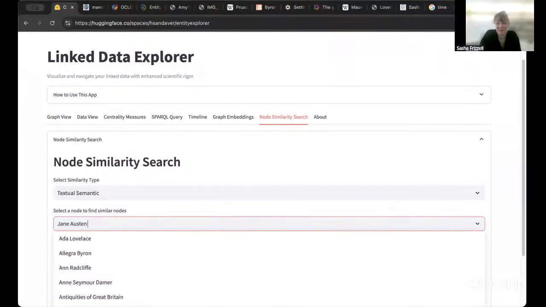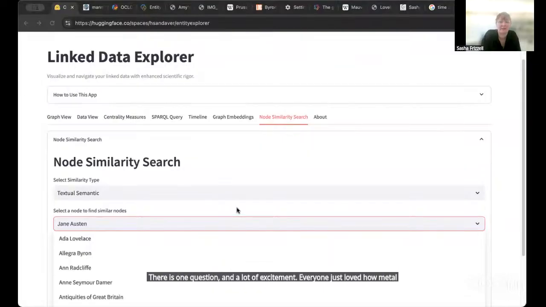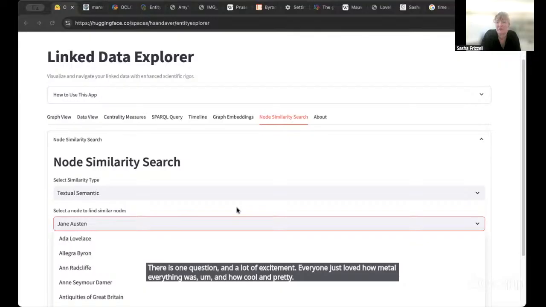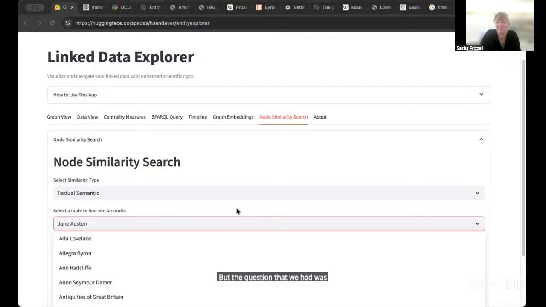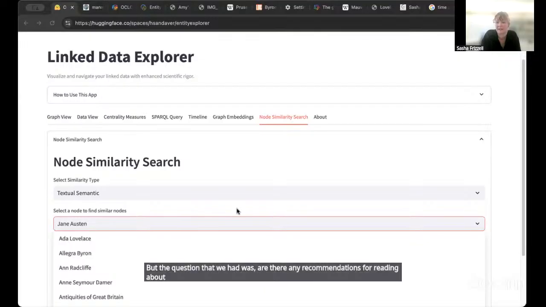There is one question and a lot of excitement. Everyone just loved how metal everything was and how cool and pretty. But the question that we had was, are there any recommendations for reading about community detection or learning more about how these centrality measures work?